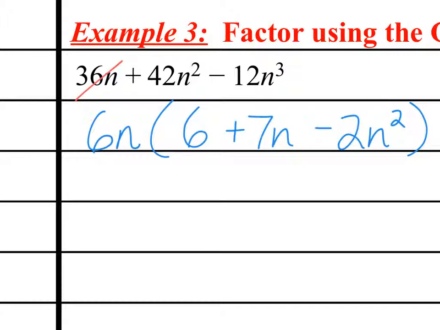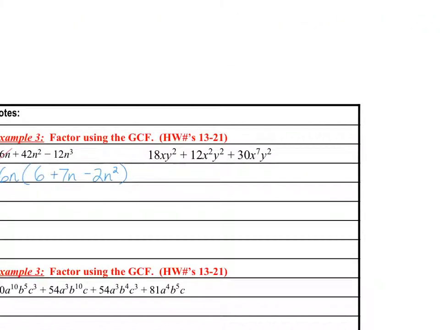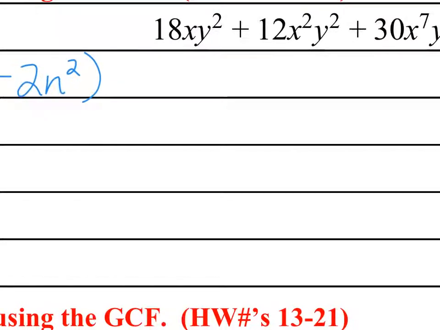Yes? How does the negative 2n squared on the end reach 12n cubed? Sure, so 6 times negative 2 is negative 12. And then n to the first times n to the second is n to the third. You put those together. Okay, we're going to do one more together, and then I'm going to let you try the third one, because it's good for you.